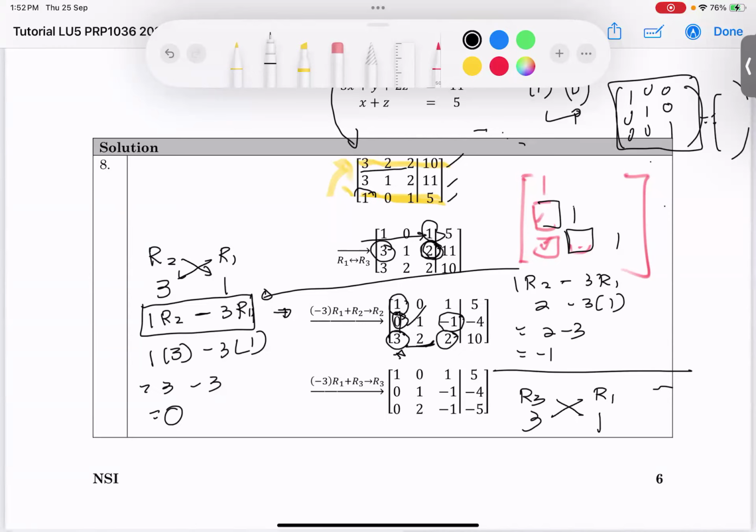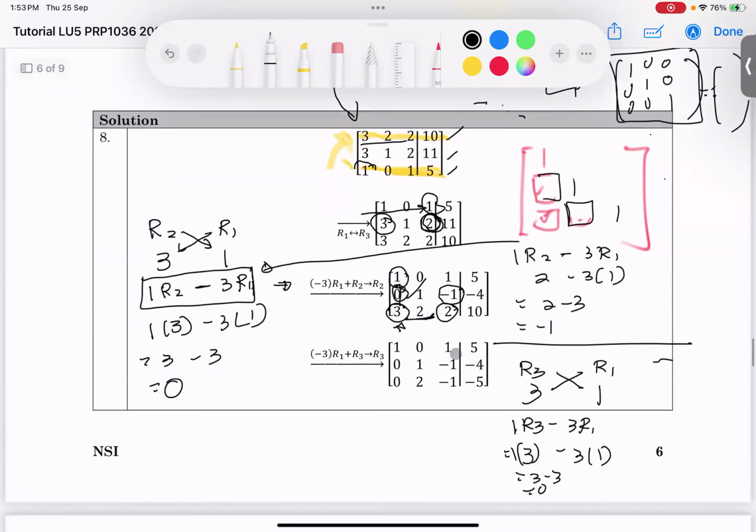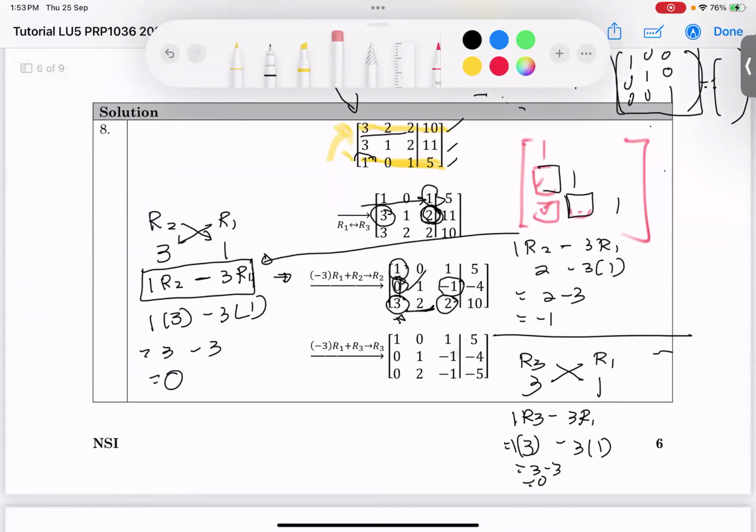So now I do cross multiplication. 1 R3 minus 3 R1. So it will become 3 times bracket 1, minus 3 R1. So the answer is 3 minus 3, which still gets 0. So you can get 0 from here. So now I managed to convert this one to 0 again, the one I converted just now.